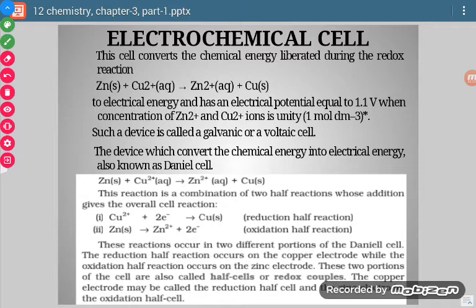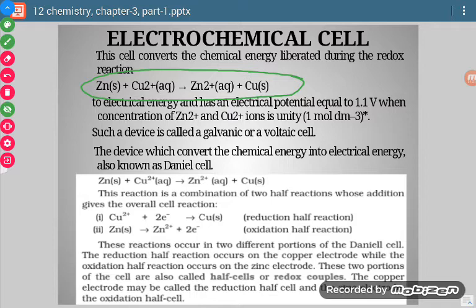So here we will be dealing with indirect redox reaction. Here reduction and oxidation will take place in different beakers. Now we have taken one redox reaction in a particular electrochemical cell. The reaction is zinc plus copper 2 positive gives zinc 2 positive plus copper. This is the zinc copper electrochemical cell.